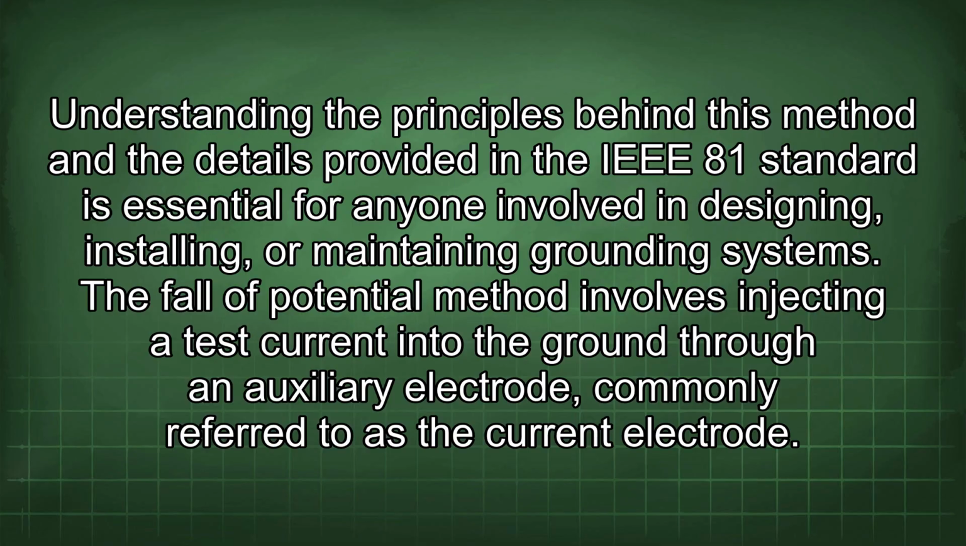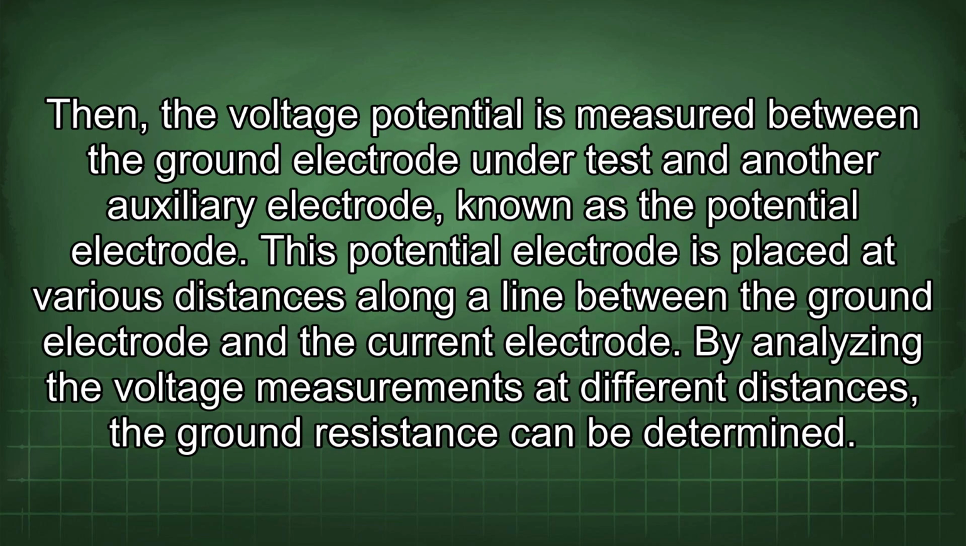The fall of potential method involves injecting a test current into the ground through an auxiliary electrode, commonly referred to as the current electrode. Then, the voltage potential is measured between the ground electrode under test and another auxiliary electrode, known as the potential electrode. This potential electrode is placed at various distances along a line between the ground electrode and the current electrode. By analyzing the voltage measurements at different distances, the ground resistance can be determined.